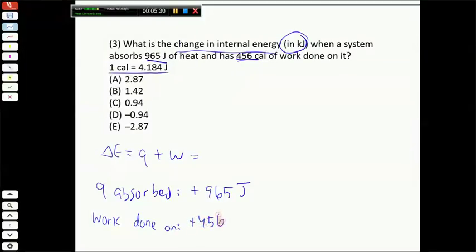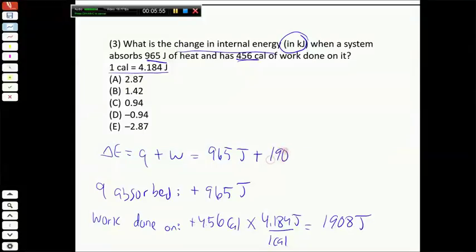So our work done on is 456 calories, also positive, but we have to get that into the same units as the previous one to be able to add them together. So we're going to multiply that by 4.184 joules per calorie, and that comes out to 1908. All right, and so then when we put both of those terms into our delta E equation, heat plus work, Q plus W, we get 965 joules plus 1908 joules is 2873, and then all the answer choices here are in kilojoules, so we have to divide by 1,000 to get 2.87 kilojoules. And that would be choice A then.